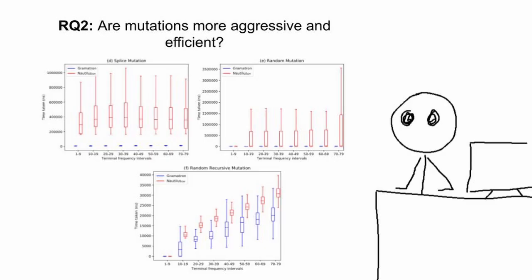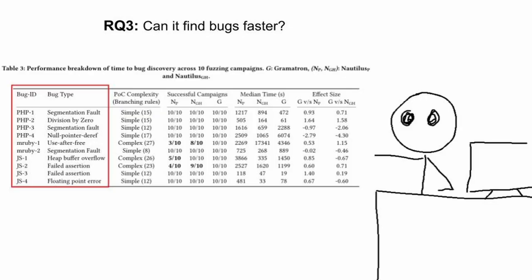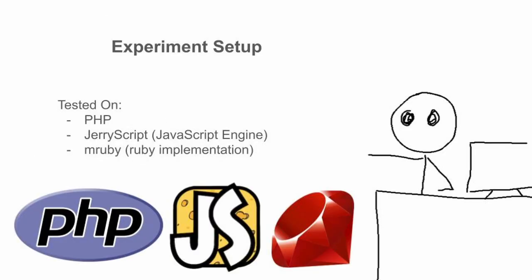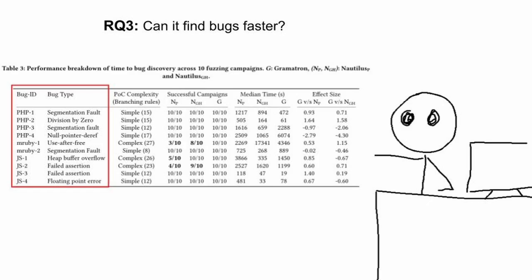Okay, so moving on to research question 3, can it find bugs faster? Both Gramatron and Nautilus were run on the 3 interpreters that I mentioned before, and there were overall 10 different bugs that the fuzzers needed to find. These are listed on the left here with bug ID and bug type. You can see that there are 4 for the PHP interpreter, 2 for mRuby, and 4 for JerryScript.